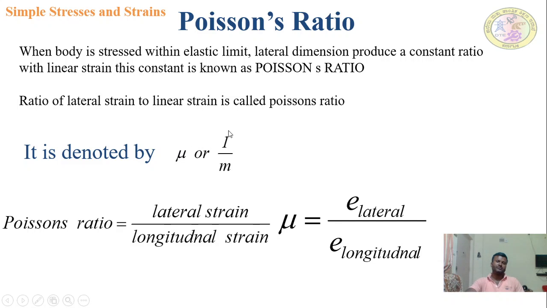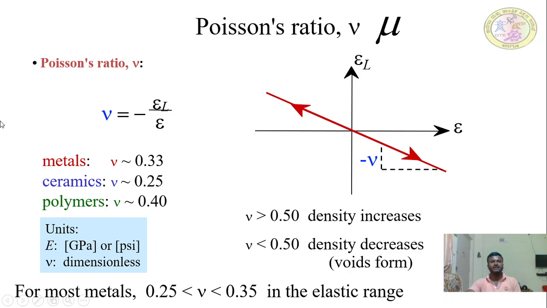Or it can be called 1 by m, 1 by small m. The Poisson's ratio is nothing but the lateral strain to the longitudinal strain. Lateral is nothing but diameter, thickness or breadth. Longitudinal is nothing but the axial direction, or along the length of the member. The strain takes place when the member is subjected to stresses.